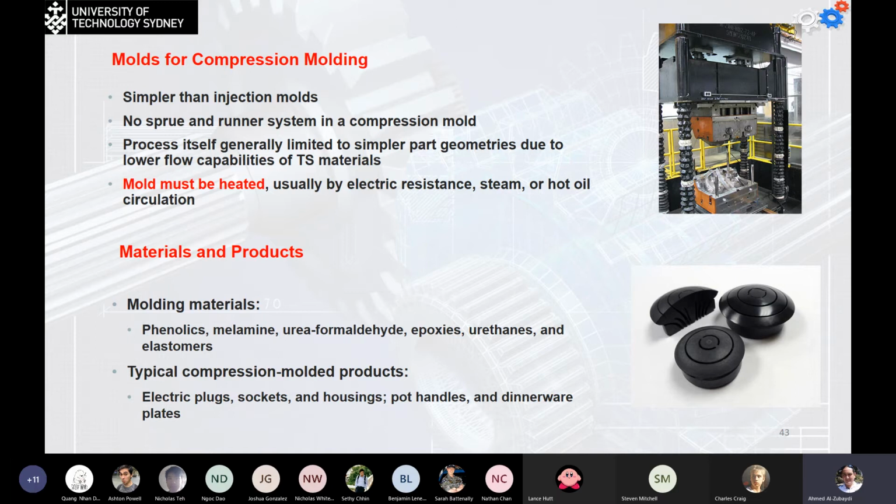The materials we can use are going to be the phenolics, the melamines, the urea-formaldehydes, the epoxies, and the elastomers. Typical compression molded products are going to be the electrical plugs, the sockets, the housings, the pot handles, and the dinnerware plates. Now, actually, you can check the quality of one of the things we can see every day, which are the pot handles.